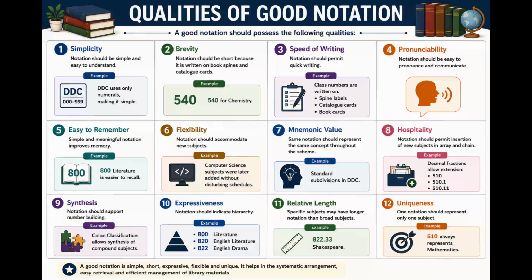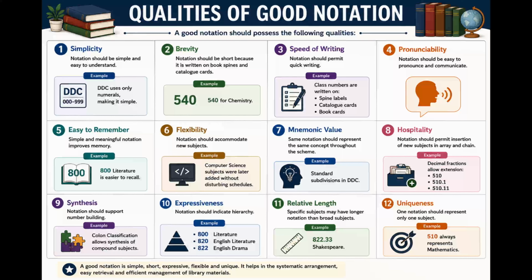The third quality is speed of writing. Class numbers are written in many places like spine labels, book cards, catalog entries, and accession registers. So, notation should allow quick writing. The fourth quality is pronounceability. Notation should be easy to pronounce and communicate. The fifth quality is easy remembrance. Simple notation improves memory. For example, 800 for literature is easy to recall.